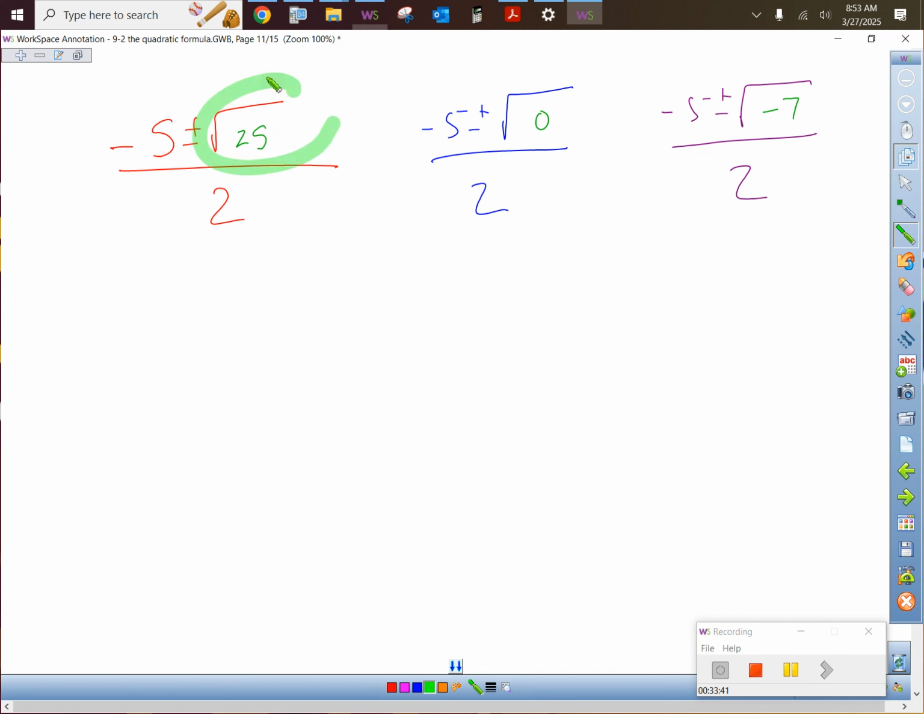Do you like that or do you not like that? I love that. That's a perfect square. How many answers will you get? What is the square root of 25, guys? 5 or what? -5. We're kind of new at that, but that's what the plus or minus is all about.